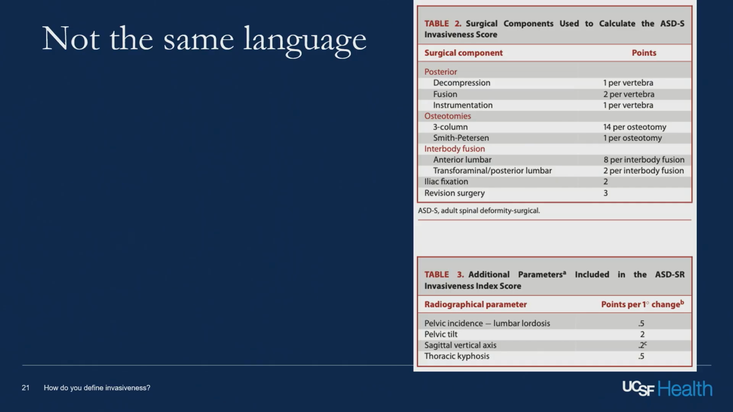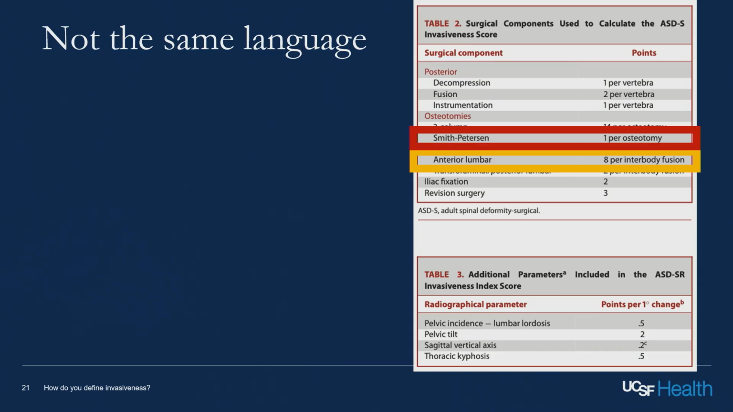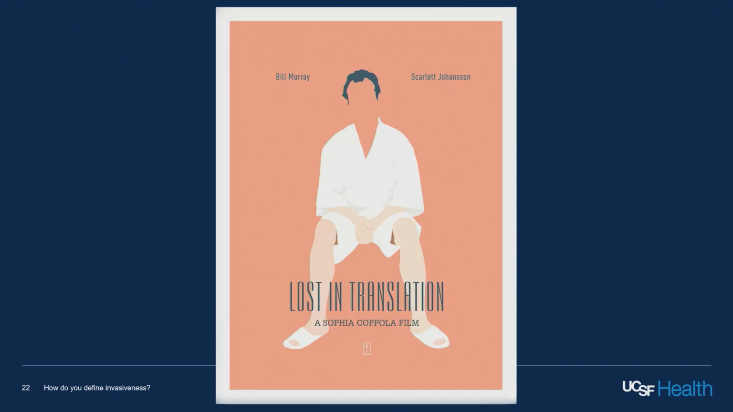And furthermore, you don't even have the same language. Look at the index score for adult spinal deformity. Anterior lumbar fusion, which is a workhorse for MIS, has a score of 8, and a grade 2 osteotomy has a score of 1. I don't think any MIS surgeon would agree to apply this score to their surgery. So we basically lost in translation. We can't communicate from one surgery to the other, from open to MIS.